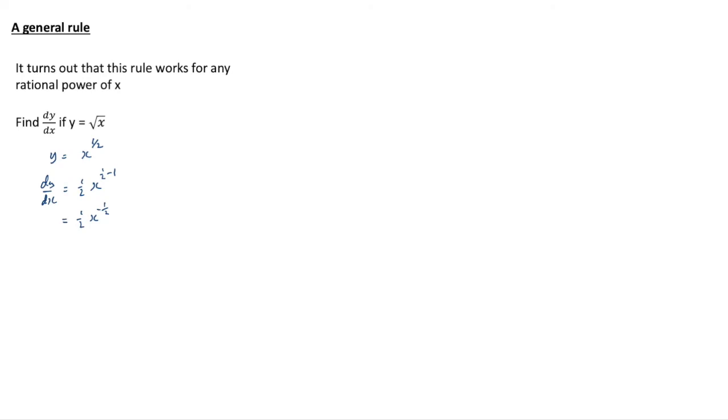If we want x to the minus a half, well, the negative power means that this term goes on to the bottom of the fraction, and the power of a half means it's a square root, so that gives us 1 over 2 root x.